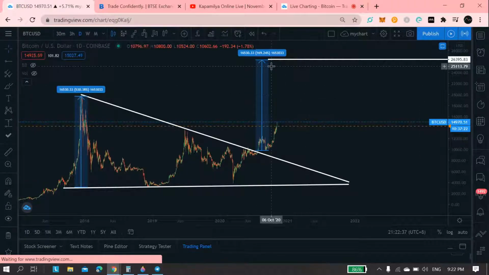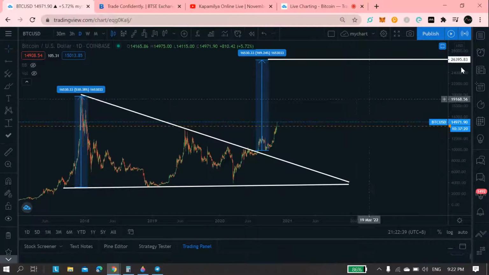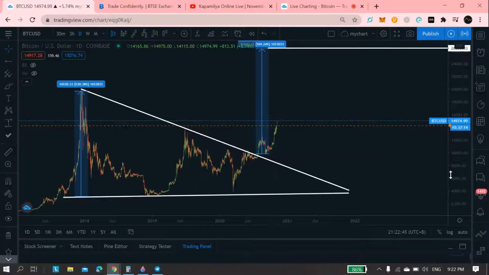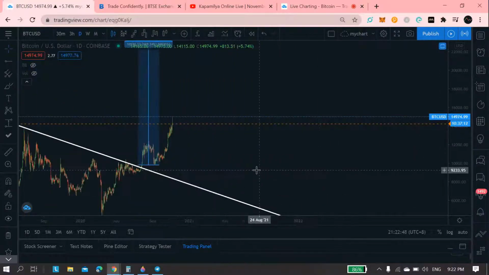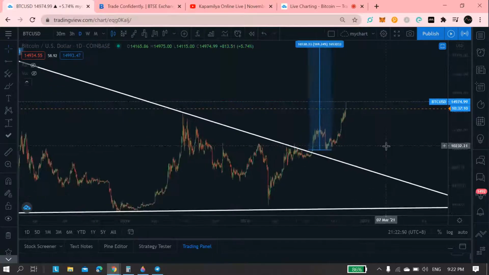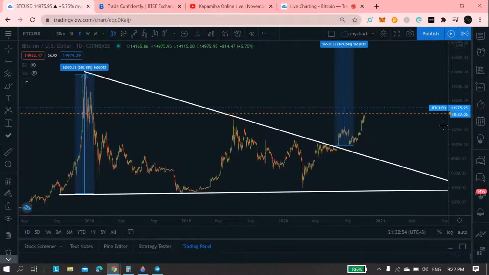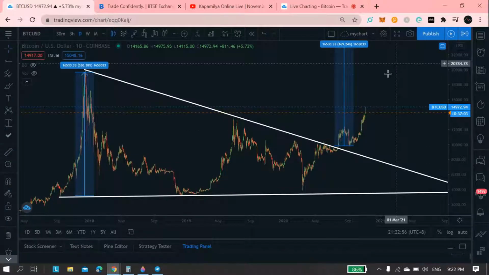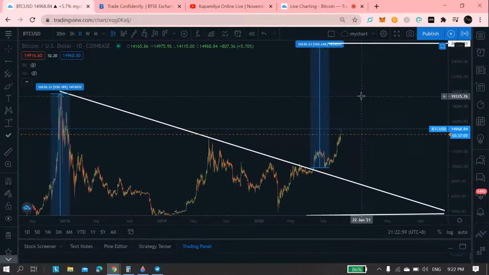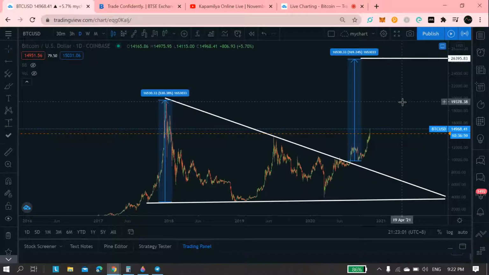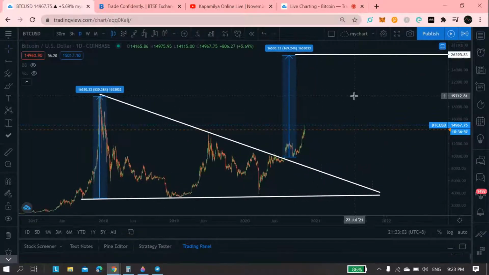So anyway, my target is around 26,395. Actually, it depends on where you actually put it, because I'm looking at around the 27 area. Anyway, this is my long-term target for the Bitcoin.